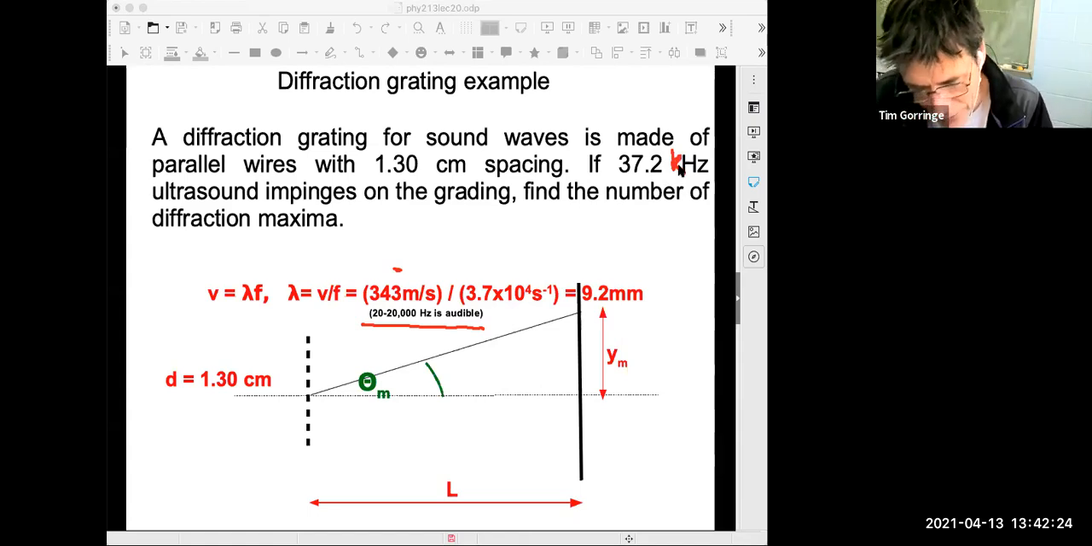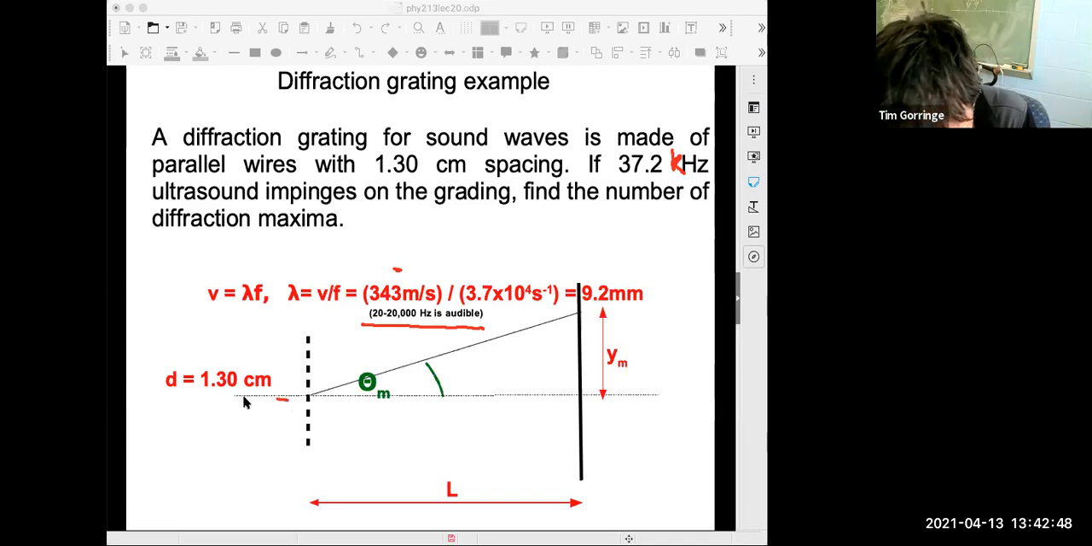Okay. So this is a long story to make this problem, I know. I've got a diffraction grating made of wires. I've illuminated it with ultrasound. How many maxima, how many bright spots am I going to make? So we're going to figure that out. And there's a couple of things I want. I want the slit separation, and I want the wavelength of the sound. That's here.